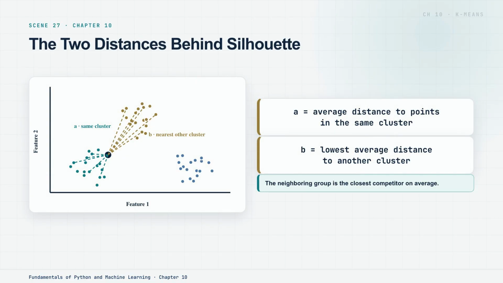The silhouette coefficient compares two types of distance for each observation. The value A is the average distance from the observation to the other points in its own cluster. A smaller A means the observation is close to its cluster members. The value B is the lowest average distance from the observation to the points in another cluster. That other group is the closest neighboring cluster. A larger B means the observation is well separated from its nearest competing cluster.